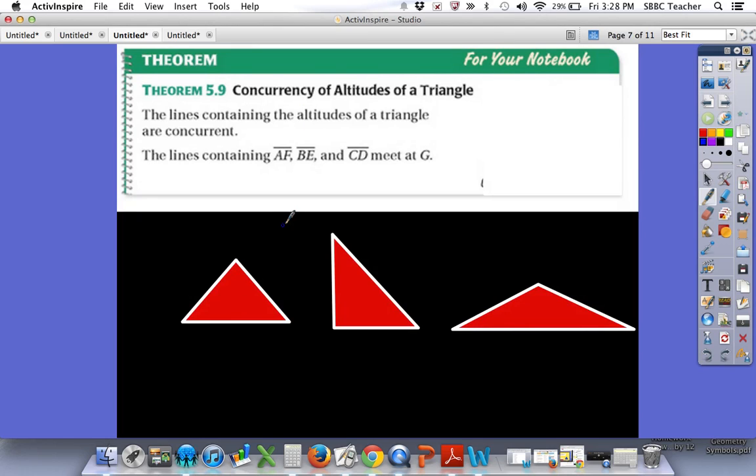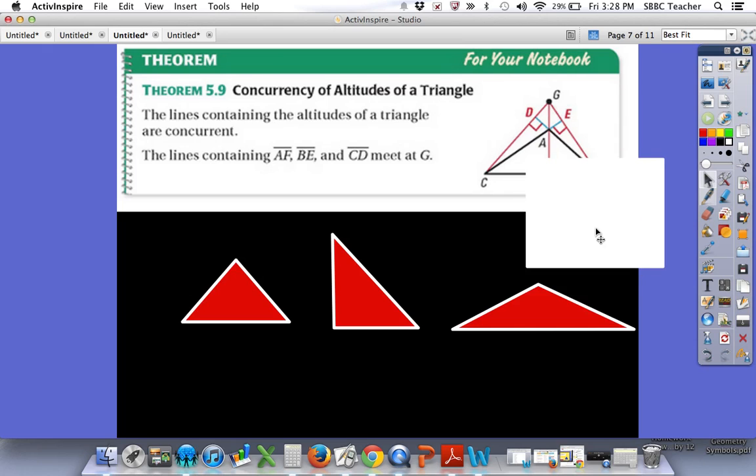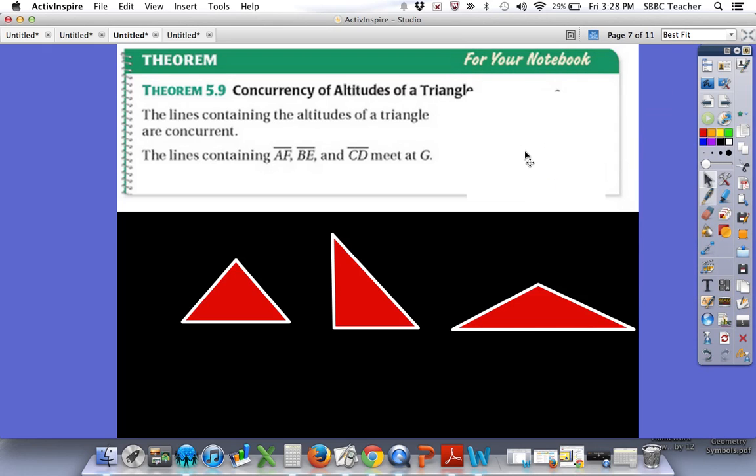Okay, here we have our next theorem. It's called concurrency of altitudes of a triangle. The lines containing the altitudes of a triangle are concurrent. So, in other words, there's 3 altitudes in each triangle and they actually intersect. So if we were to name this triangle here, this acute triangle, like the one here, ABC.